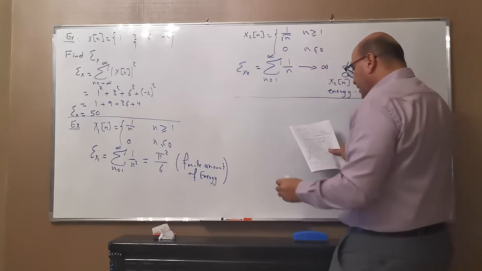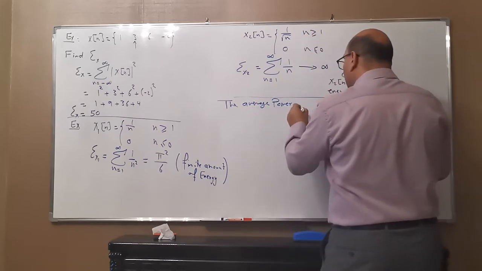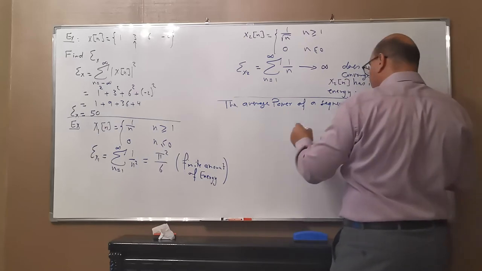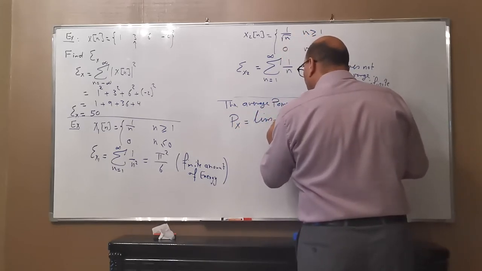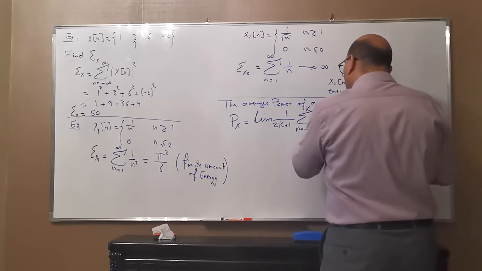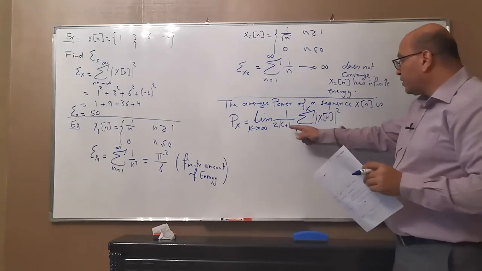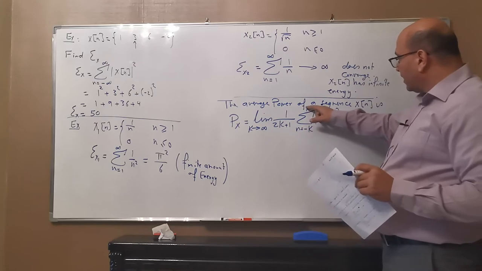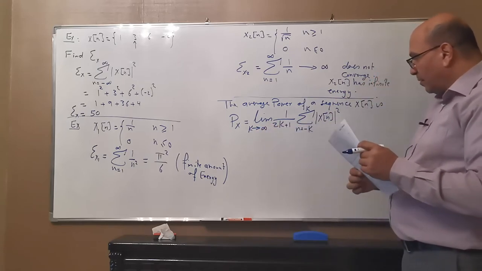So this is the first part about energy. The second part here is the average power. The average power of a sequence x of n is P sub x, equal to the limit as k approaches infinity of 1 over 2k plus 1 times the summation from n equals minus k up to k of the magnitude of x of n squared. Notice that this term actually is the energy term. So you are summing x of n from minus k up to k, which gives you 2k plus 1 points, and you are taking k to approach infinity.